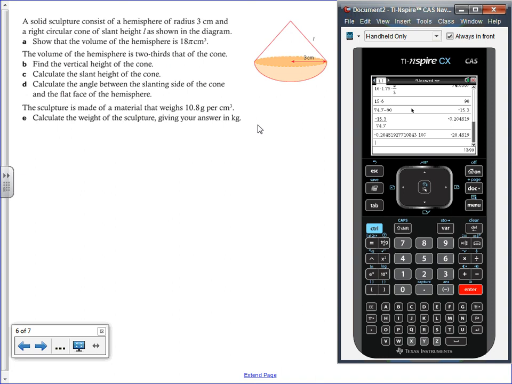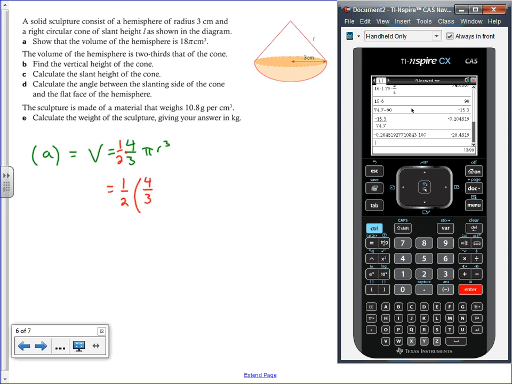So for part A, we need to use our volume of a sphere formula, which we looked at previously, and I remember is 4/3 pi r cubed. Because it's a hemisphere, we'll be dividing this by 2 or multiplying it by a half. Actually, it looks a little bit nicer. That's how I showed it before, and that's how I'll show it again. And we're plugging in 3 as our radius.